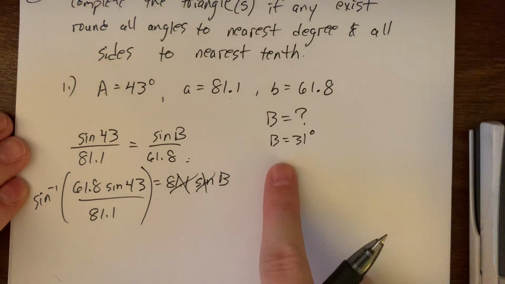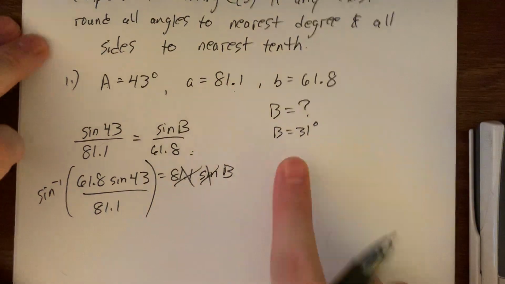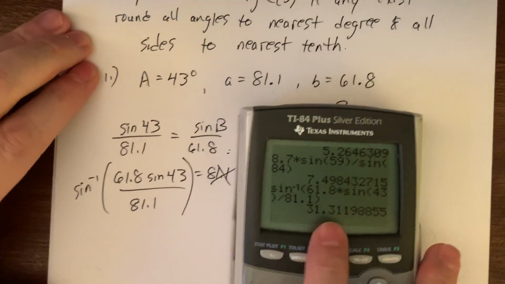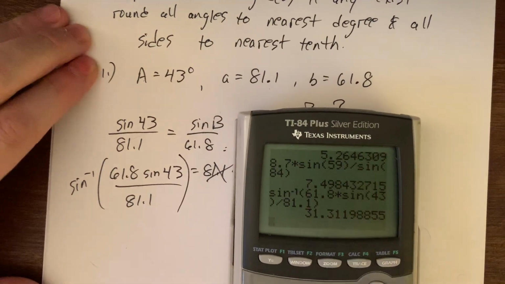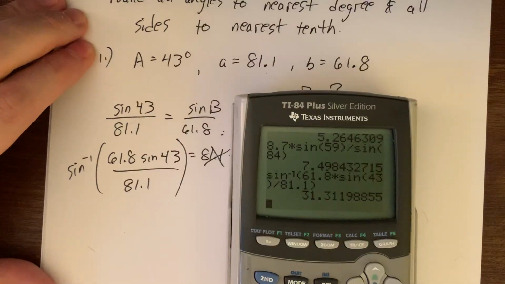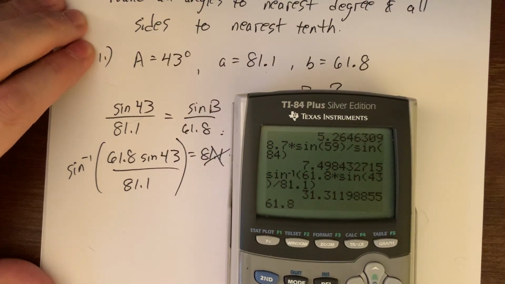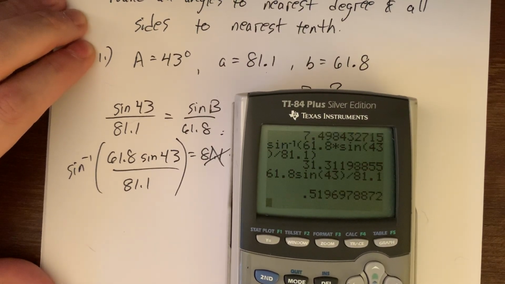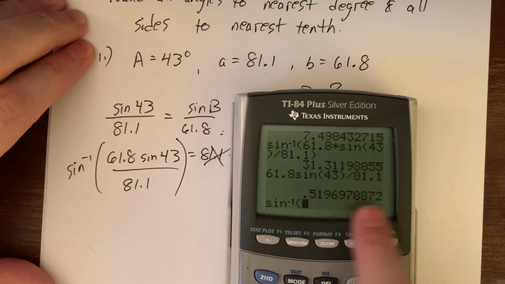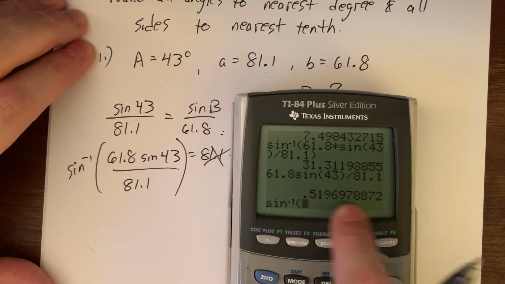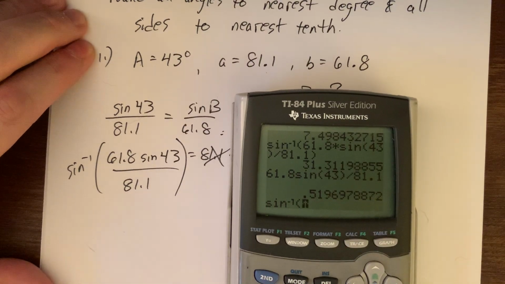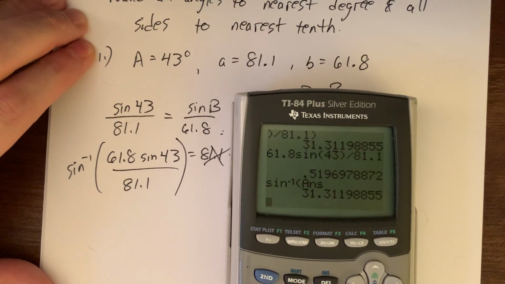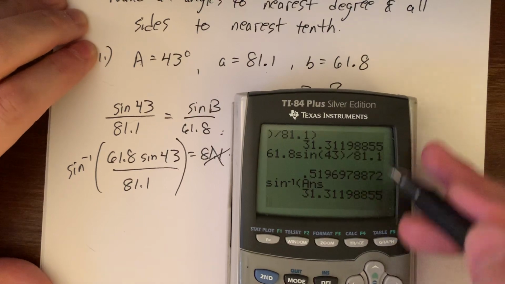So, one quick thing, okay? First things first, just to point out back on the calculator, if you want to do this as a 2-step, that's fine. You can do the 61.8 sine of 43, close parentheses, that's still a must, divided by 81.1, and now do the inverse sine. But now, again, try not to round this off. Take advantage of your answer button. And we get the exact same thing we had a moment ago.